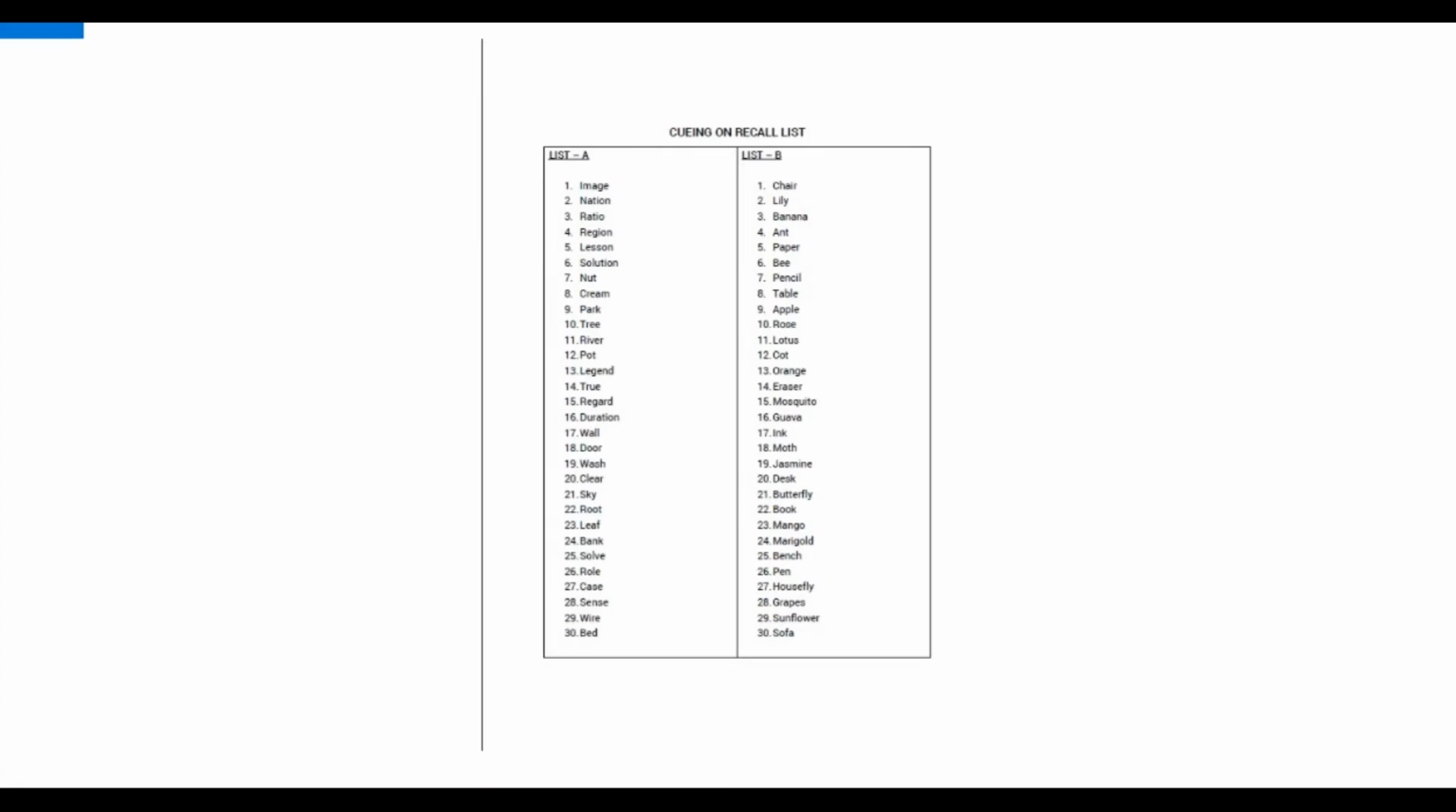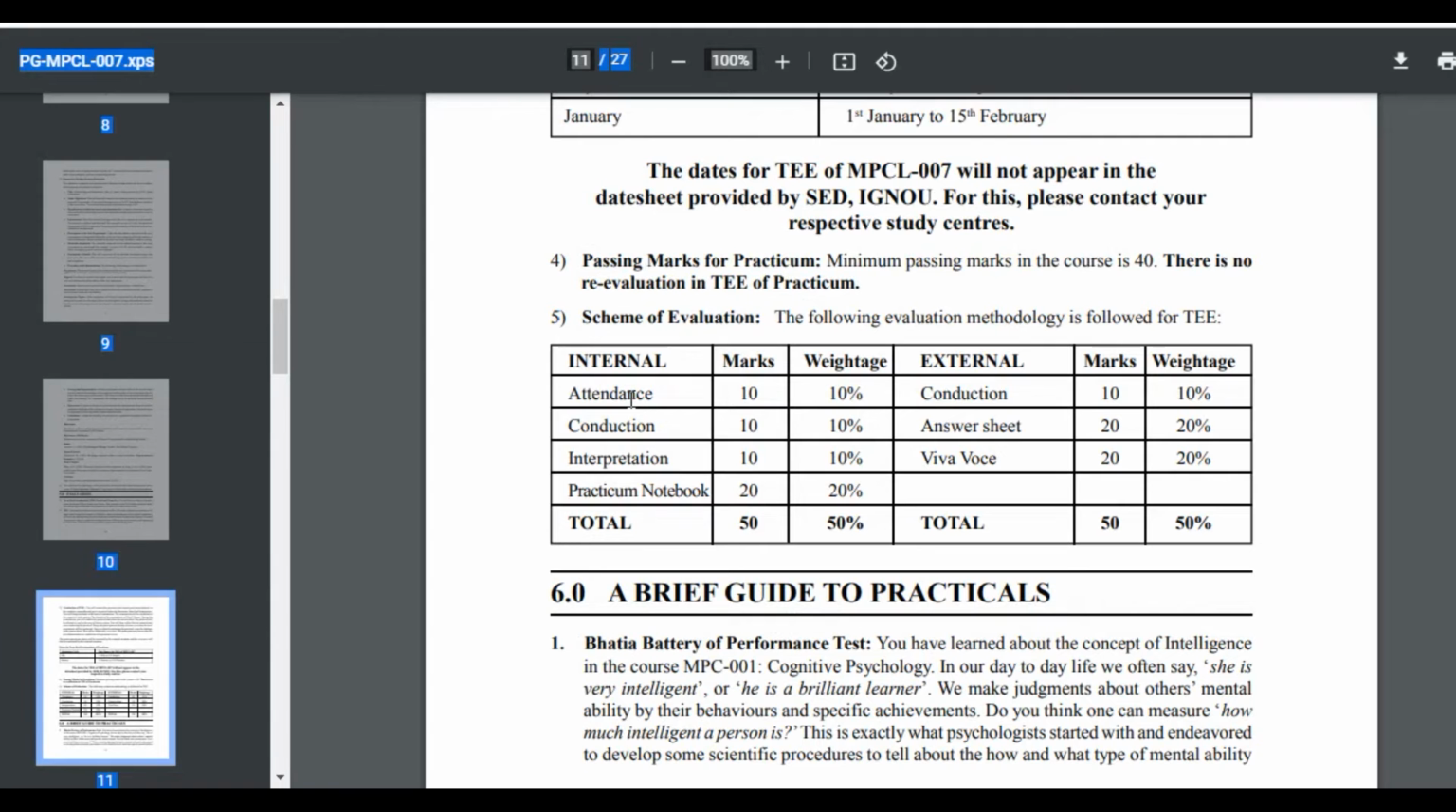But I'll just explain the older process. Your attendance, conduction of experiment, interpretation, and practicum notebook was given weightage. Then the external was conduction during the exam, the answer sheet of the exam, and the viva. So this was the weightage given.